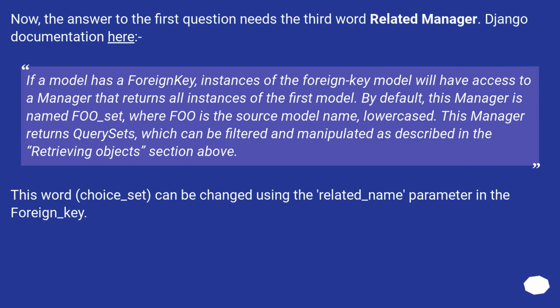Now, the answer to the first question needs the third word, related manager. Django documentation here: If a model has a foreign key, instances of the foreign key model will have access to a manager that returns all instances of the first model. By default, this manager is named foo_set, where foo is the source model name, lowercase. This manager returns query sets, which can be filtered and manipulated as described in the Retrieving Objects section above. This word, choice_set, can be changed using the related_name parameter in the ForeignKey.